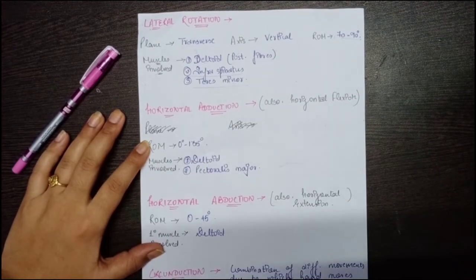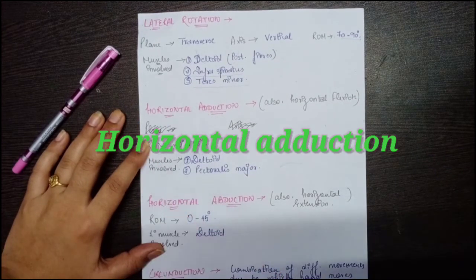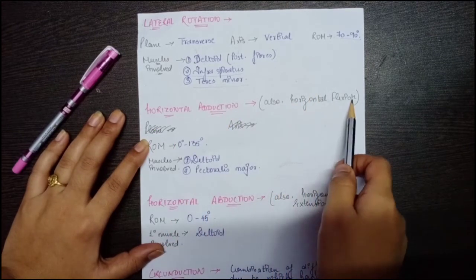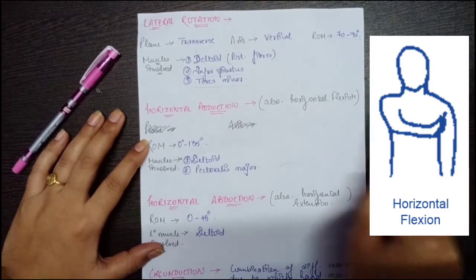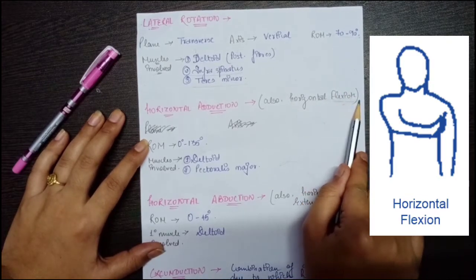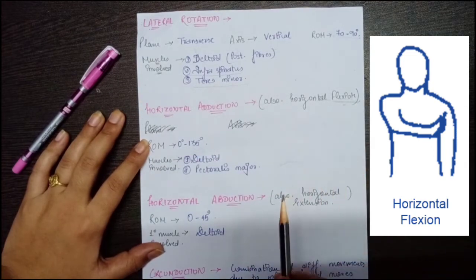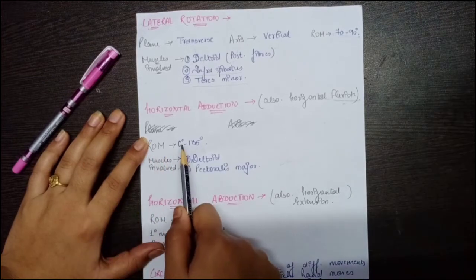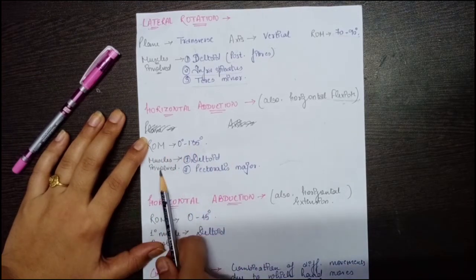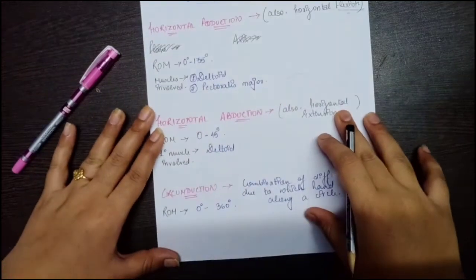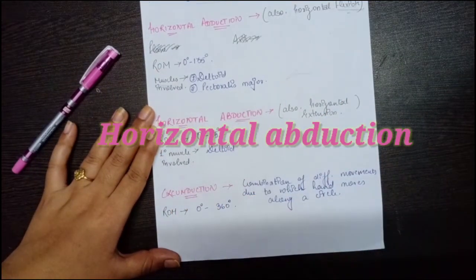Now let us talk about horizontal adduction. Horizontal adduction is also known as horizontal flexion. It is defined as the flexion movement, that is the forward movement of the arm, but in a horizontal way or in the transverse plane, as you can see in the diagram. The range of motion here would be 0 degree to 135 degree. And the muscles involved would be deltoid and pectoralis major. Easy, right? Now let us talk about horizontal abduction.